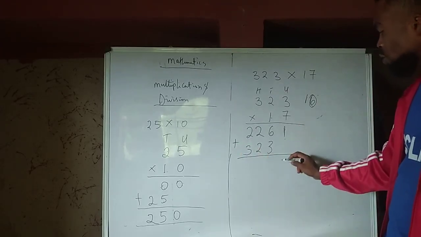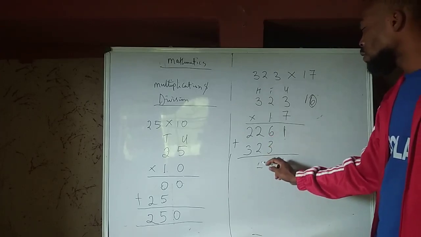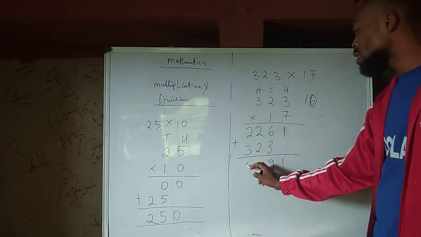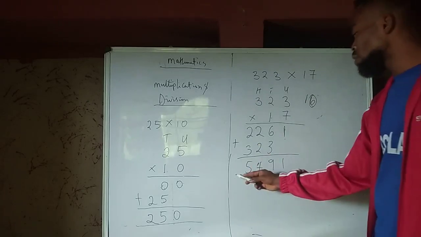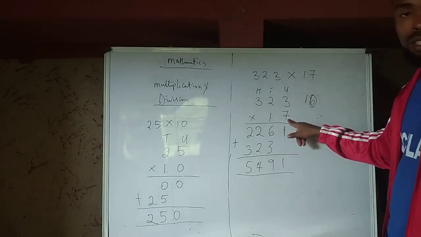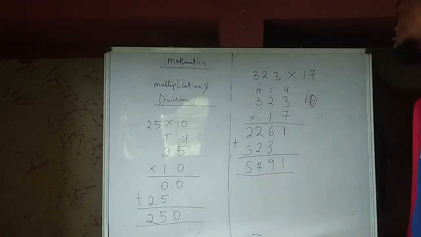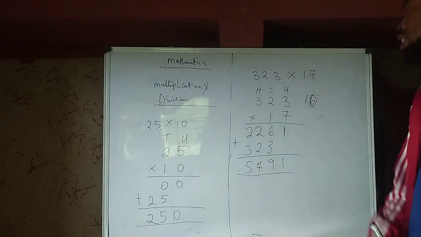So 1 plus 0 here is 1. 6 plus 3 is 9. 2 plus 2 is 4. 2 plus 3 here is what? 5. So the total of this multiplication of 323 by 17 will give us 5491. You get that, right? So that's how multiplication works.